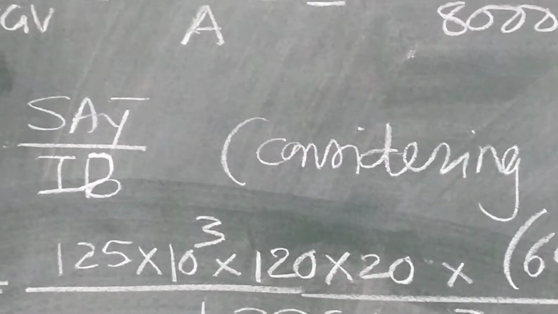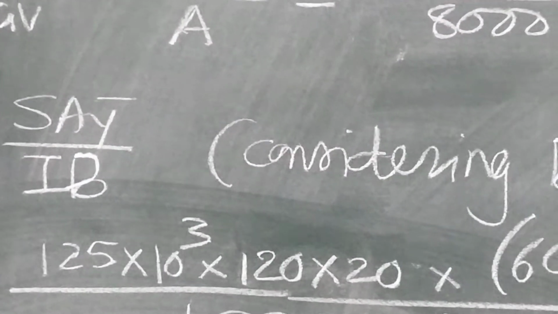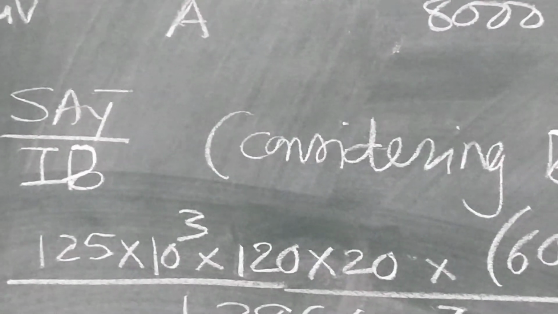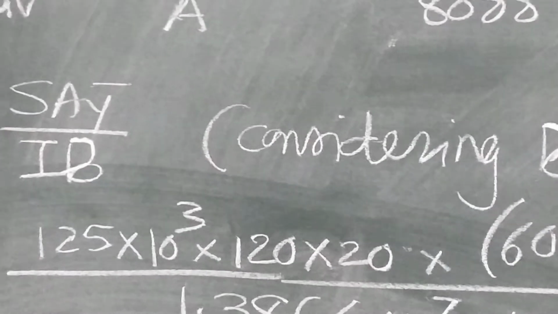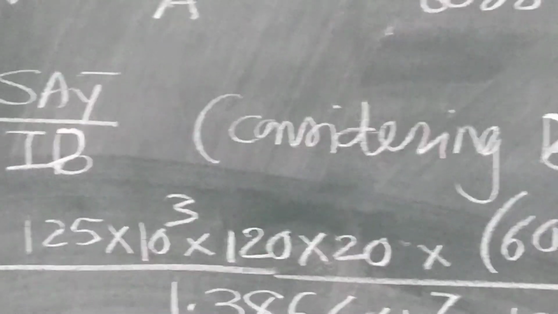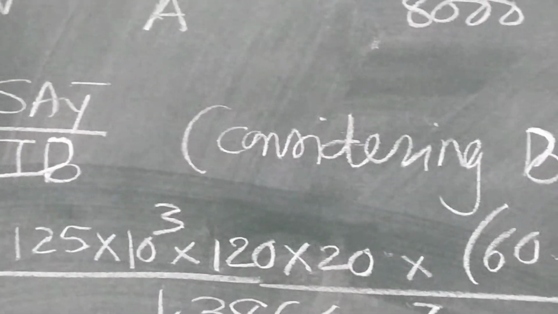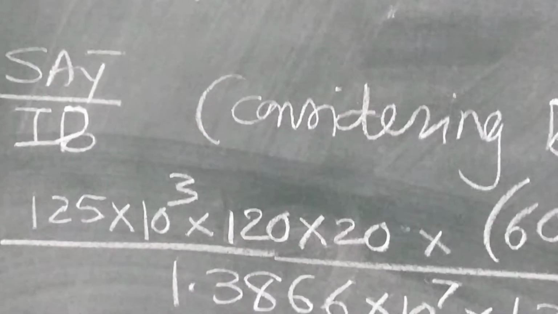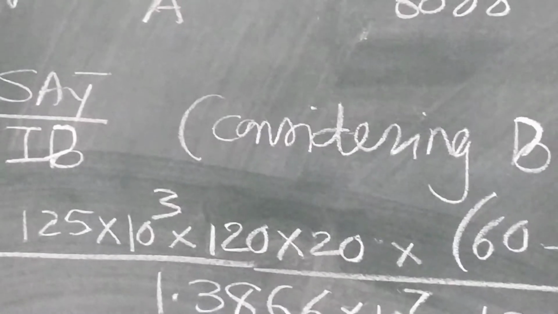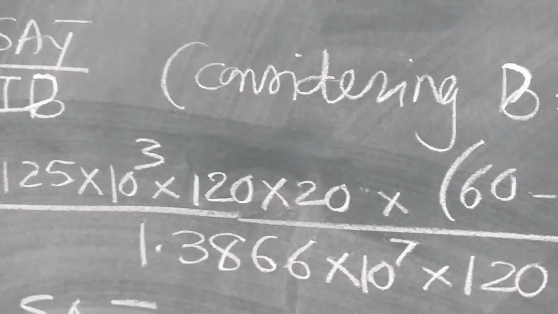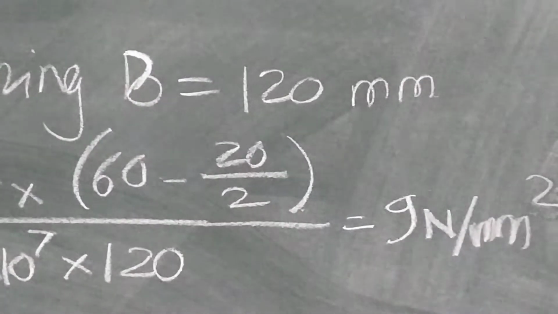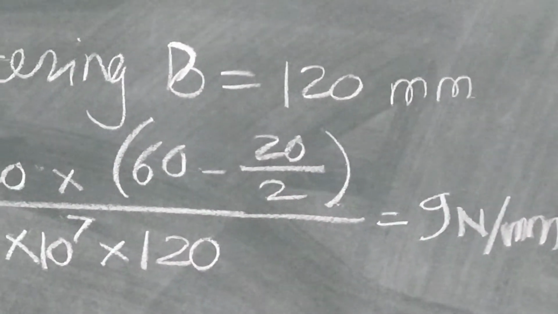It is Y bar. Y bar is distance of CG of selected section from neutral axis. Neutral axis is at the midpoint. 60 minus 20 by 2, thickness is 20, so 20 by 2 means 10, divided by I into B, 1.3866 into 10 raised to 7 into 120, that comes out to be 9 Newton per mm square.